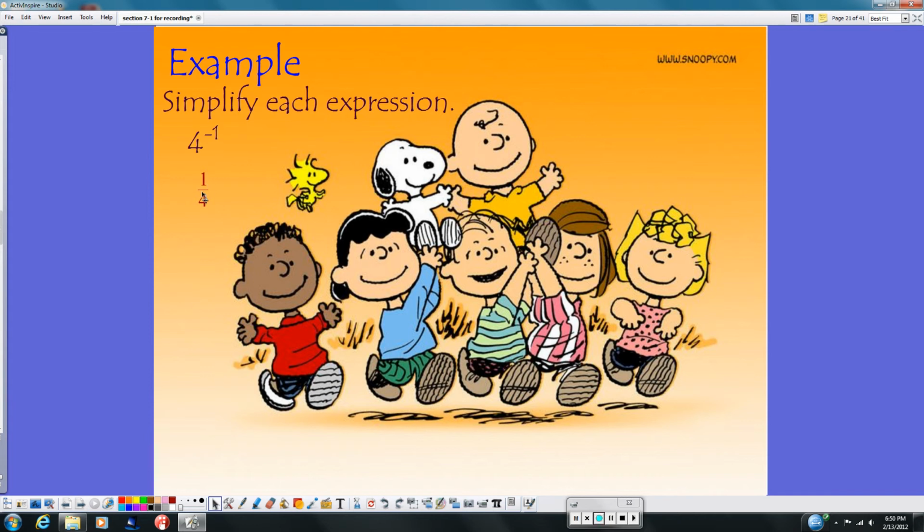Again, looking at some simplifying expressions here, 4 to the negative 1 would just be 1 over 4. 1.02 to the 0 power, anything to the 0 power is equal to 1. 1.5 to the negative 2 is going to go to the bottom and become 1.5 to the positive 2, and that's going to be 1 over 2.25. Negative 2 to the negative fifth is going to be 1 over negative 2 to the positive fifth, and that's going to give us 1 over negative 32.